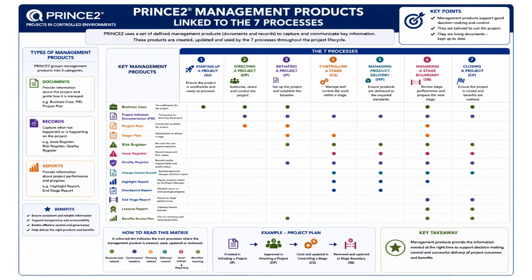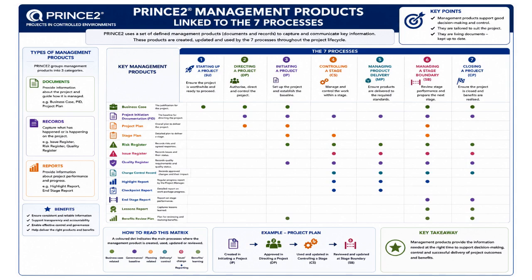The business case is one of the most important management products in PRINCE2. It explains why the project exists and justifies the investment. It is first developed during starting up a project, reviewed during initiating a project, monitored throughout delivery, updated at stage boundaries, and finally reviewed during project closure to confirm whether expected benefits were achieved. This directly supports the PRINCE2 principle of continued business justification.